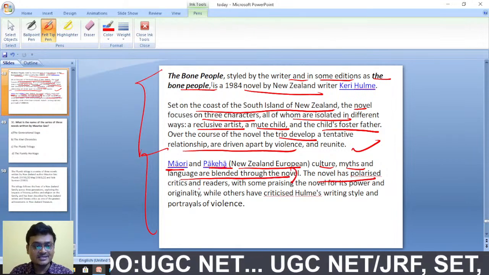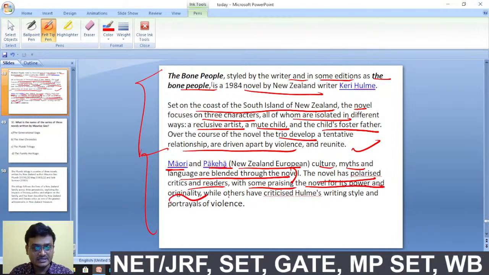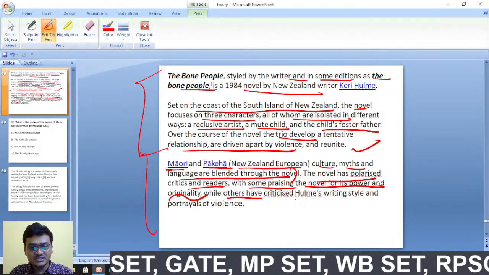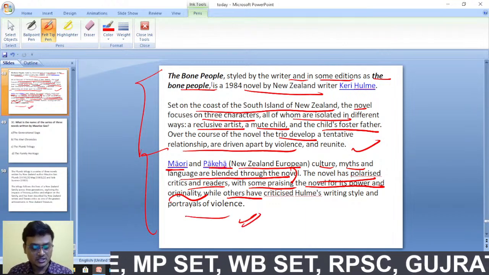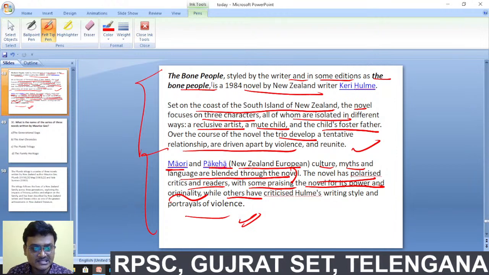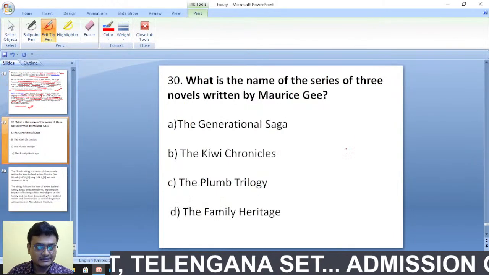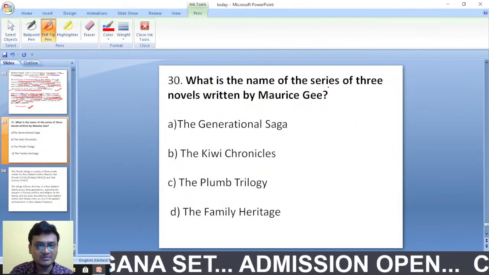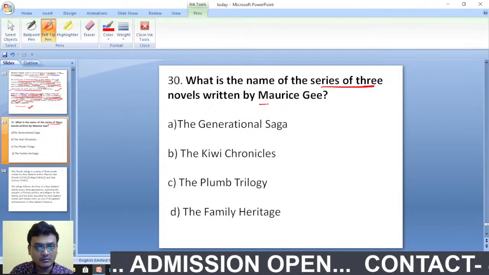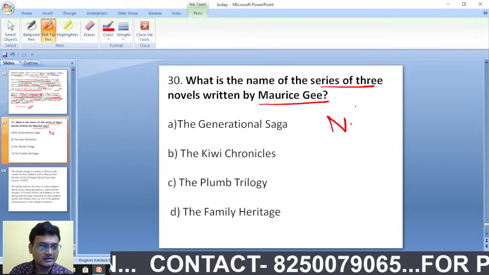The novel has polarized critics and readers, with some praising it for its power and originality, while others have criticized its writing style and portrayal of violence. So these two cultures, Maori culture and Pakeha culture, that is New Zealand European, the descendants of Europeans here, have been mixed, blended. This is the last question. What is the name of the series of three novels written by Maurice Gee, another New Zealand writer?